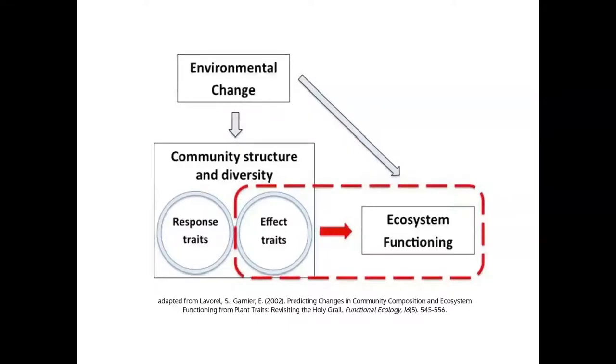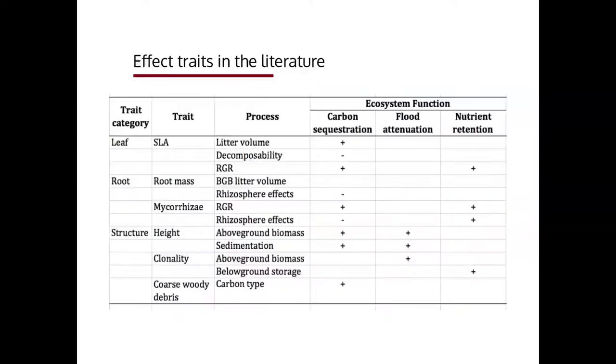So this maybe is not new for some, but this idea that you have traits which respond to changes, so ones that vary along a flooding gradient, but also those that impact function. So some effect traits in the literature would be things like leaf traits, which we've heard about already today, and how they can affect the decomposability of litter, soil storage, biomass, etc.